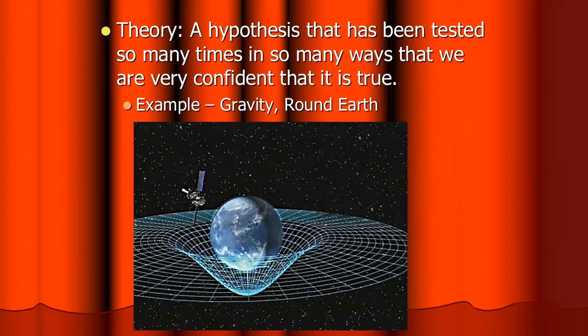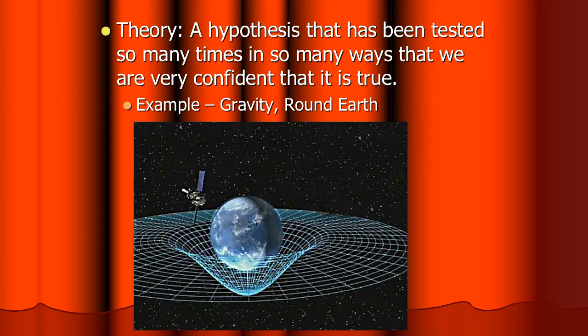All right. Another term that you hear a lot in science is the word theory. Now, I think this word gets used incorrectly in normal everyday life a lot of times. And that's all right. We kind of know what we mean when we say it in normal everyday life. But in science, it has a very, very specific meaning. So a theory is basically a hypothesis that has been tested so many times in so many ways that we are extremely confident that it is true.